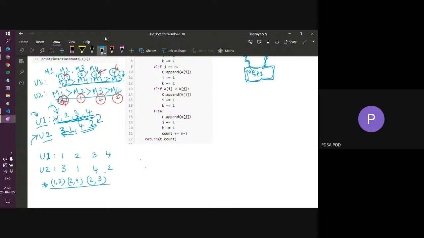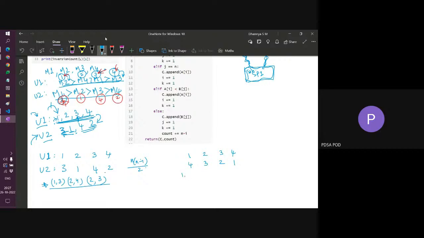So can you tell me what is the maximum number of inversions possible? n into n minus 1 by 2. So here it will be 6. Can you explain why? Can you tell me in which sequence that will come? Ma'am, I think it would be 4, 3, 2, 1. Yes. So which are the pairs here? If it's just 6, we can list it out. Can you tell me?